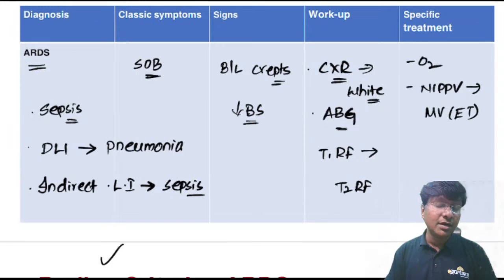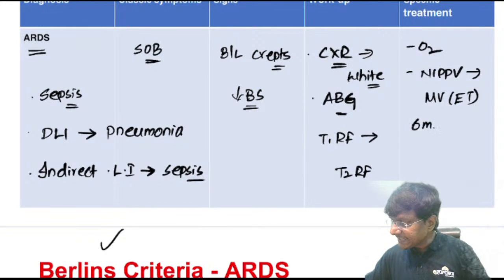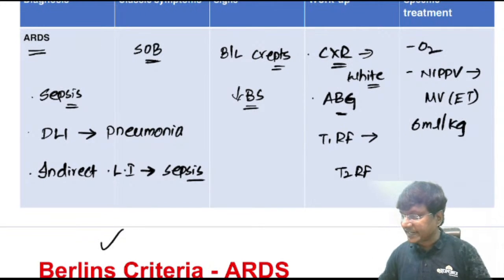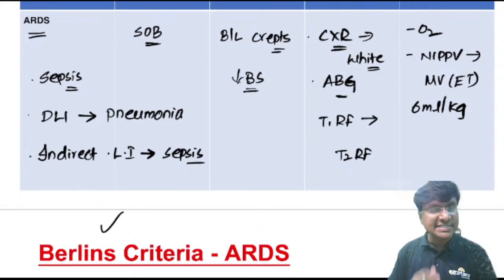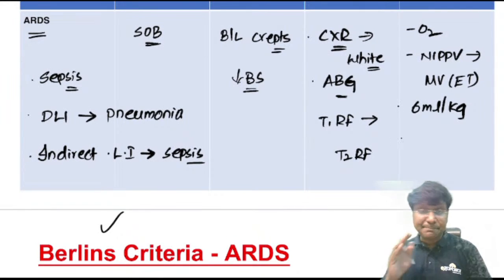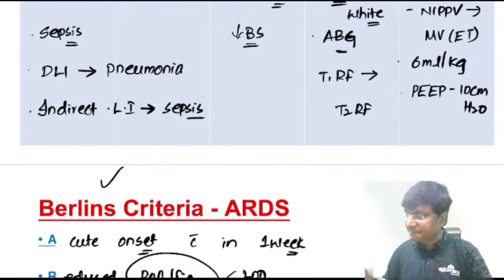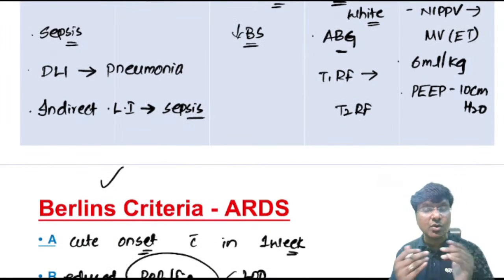Now, the ventilator parameters are very important in the management. First, the tidal volume: it should be a low tidal volume, 6 ml per kg in the case of an ARDS patient. Then the PEEP should be adequate, around 10 centimeters of water. The purpose of the PEEP is mainly to open the collapsed alveoli in patients with ARDS.